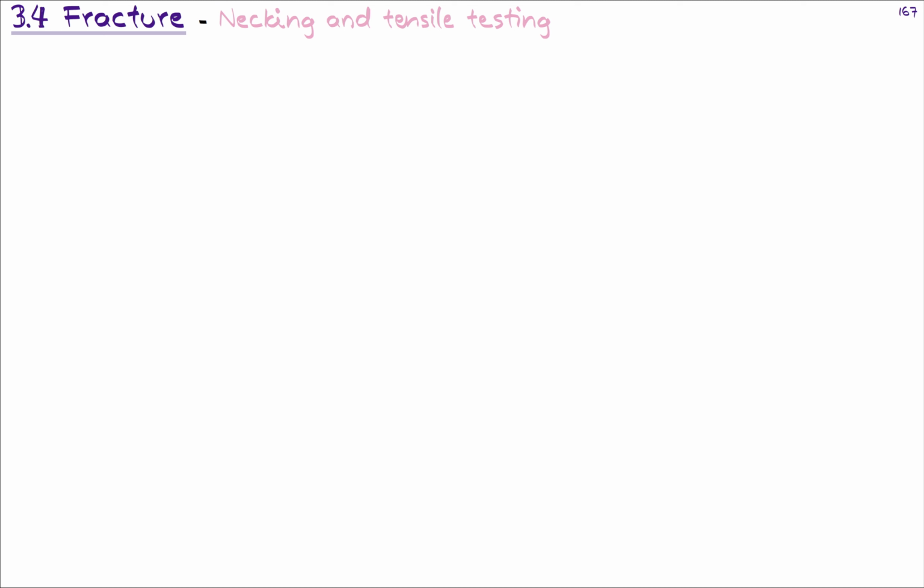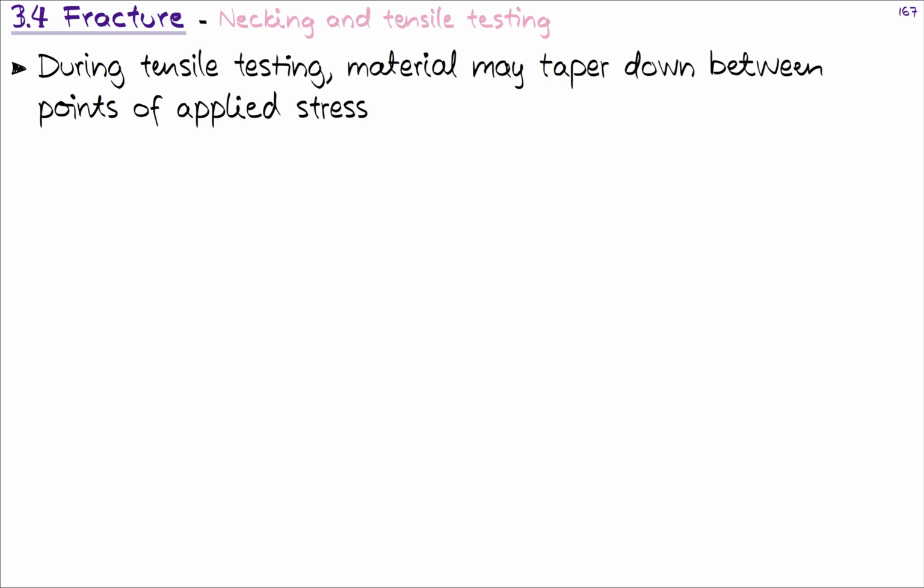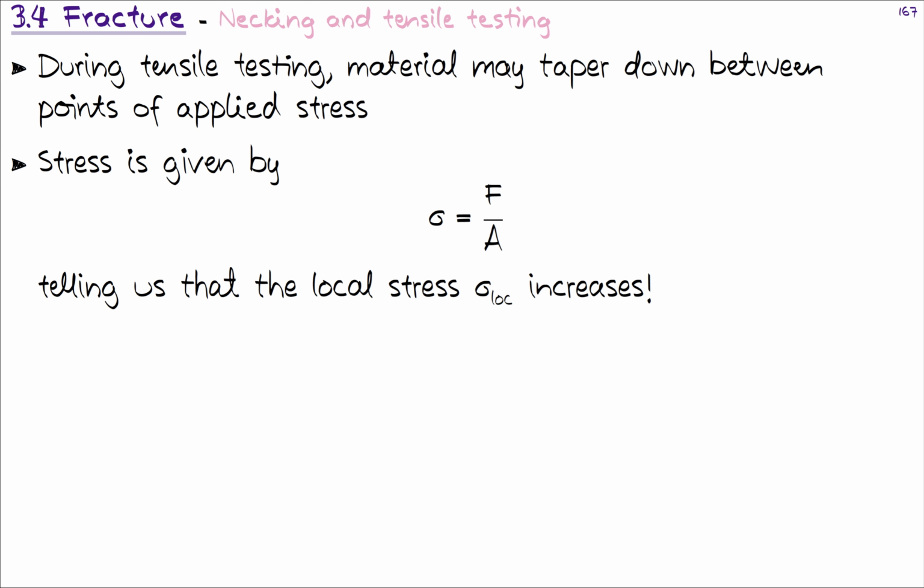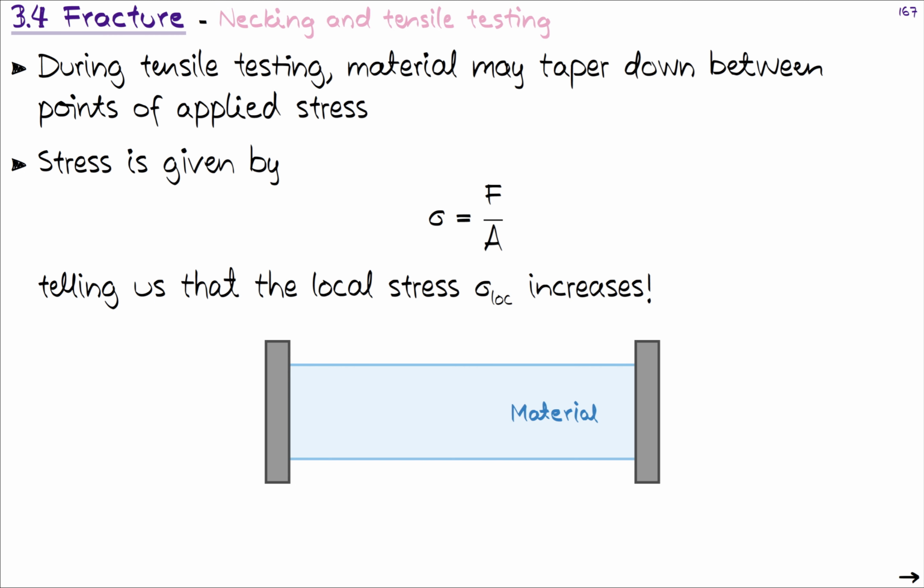And during a tensile testing experiment, what happens is that the material may taper down when we are applying stress to it. And please recall, stress was given by sigma equals F divided by A. A is the cross-section perpendicular to the applied force. And then the local stress may increase when the material tapers down. So tapering down means that the cross-sectional area A decreases. And that may take place and actually explains the necking process.